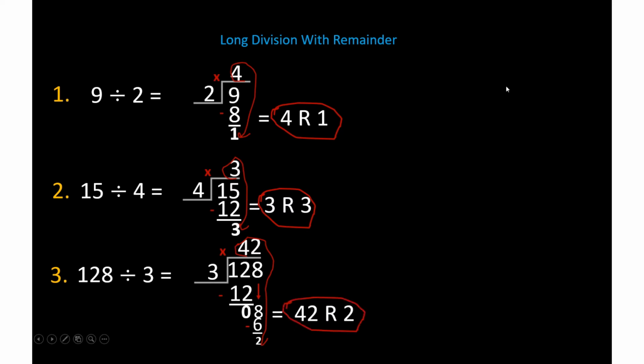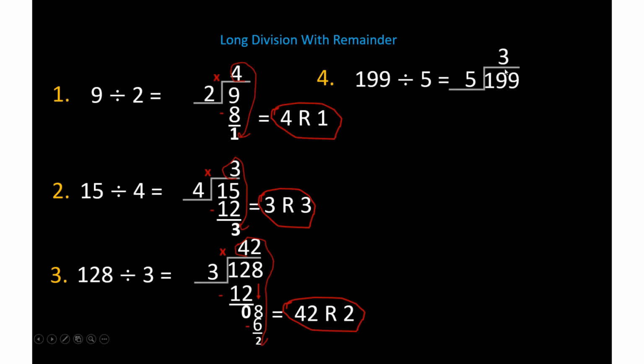Next example. Example number 4. 199 divided by 5. We draw our long division method. 199, the dividend, write it in here. 5, the divisor, write it out here. We start dividing. How many 5s are there in 1? It cannot go. 1 is way small. So we take 19. How many 5s are there in 19?